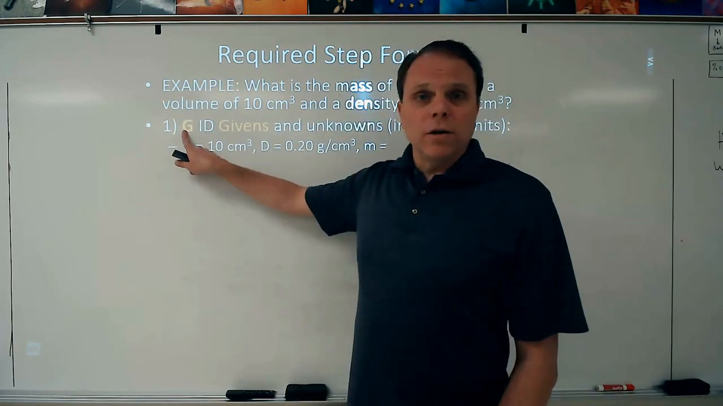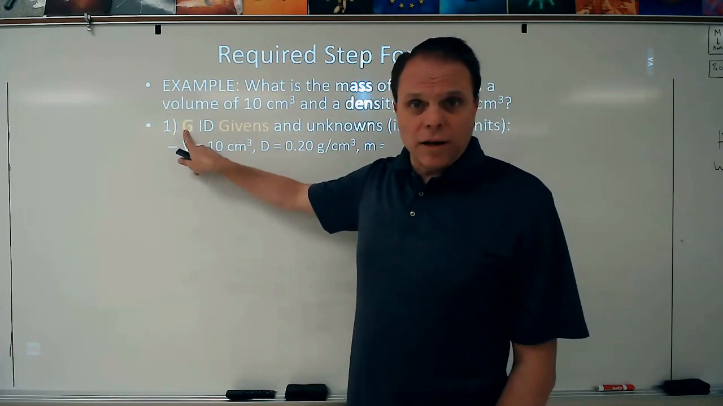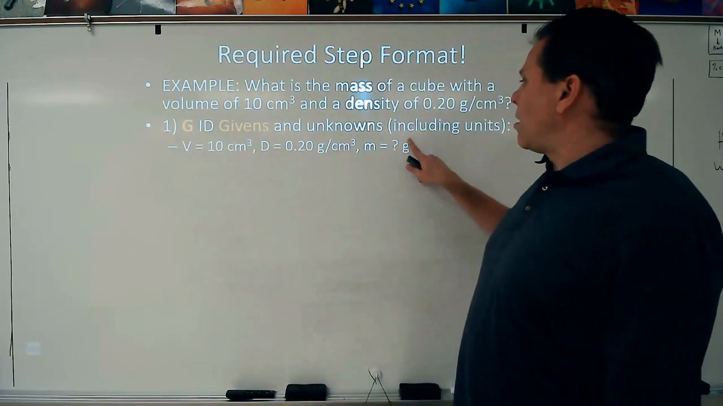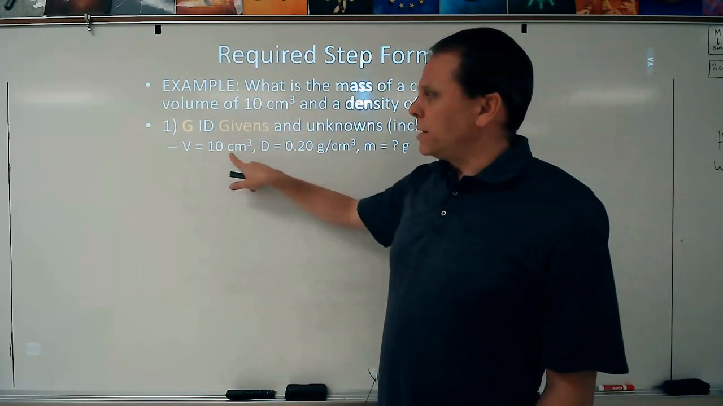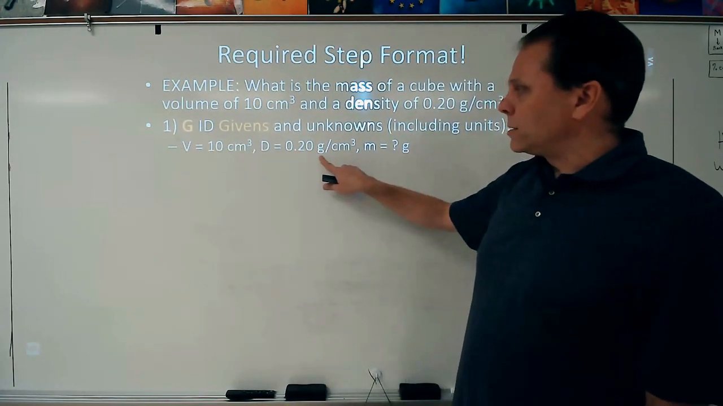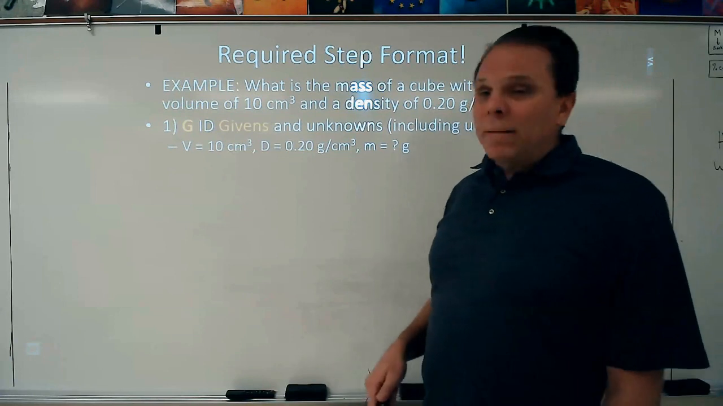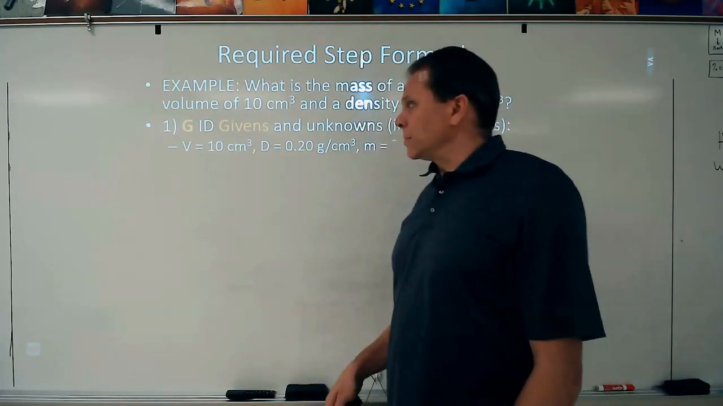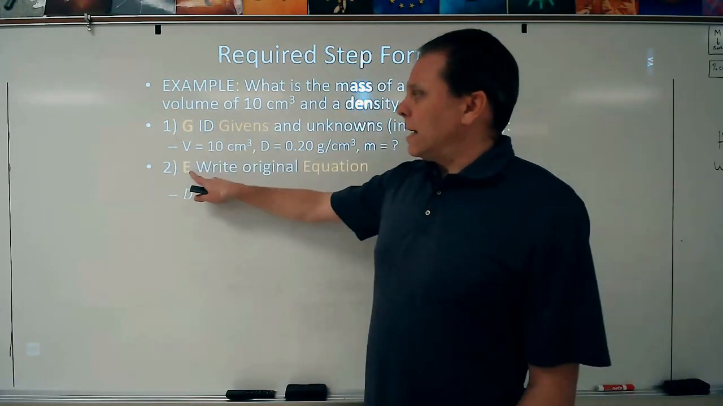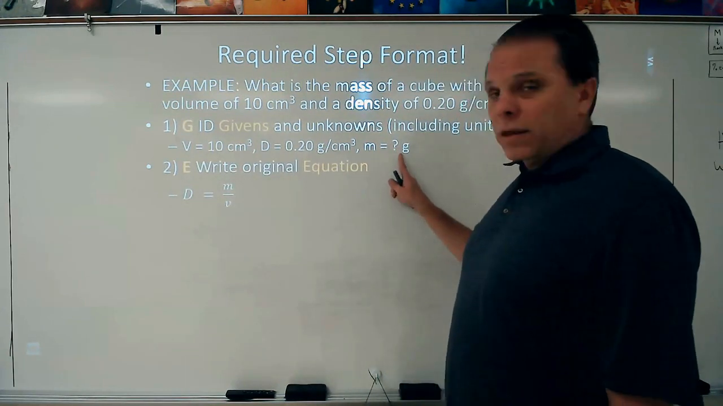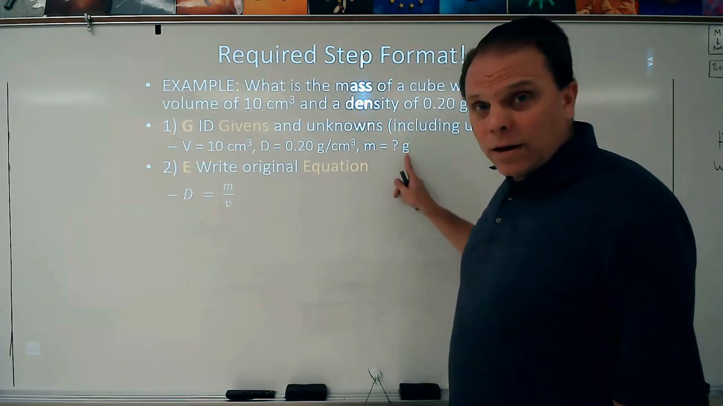The first thing you need to do is write out your givens. That's the G of GEMS. The givens, write out all of your unknowns and your knowns. So V equals 10 cubic centimeters, D equals 0.20 grams per cubic centimeter, M equals question mark number of grams, okay? That's your givens, that's your unknowns. Don't forget the unknown, question mark with a unit. Don't forget that unit there.